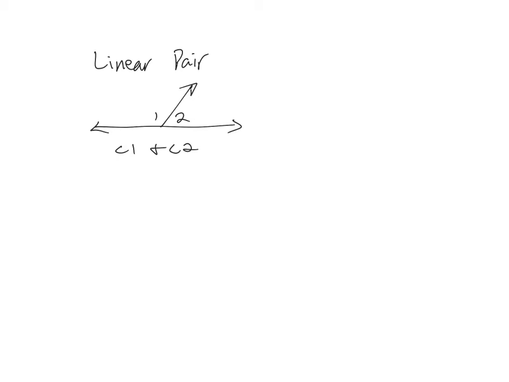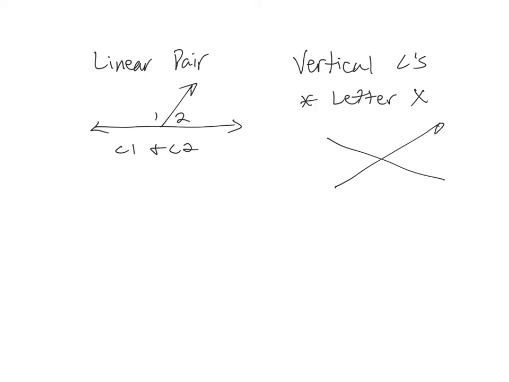The other one, and this is a big one that comes into play quite a bit just at various times, vertical angles. And when you hear vertical angles, I want you to think of the letter X, because that's kind of what you're going to see for vertical angles. Angle 1 and angle 3 are vertical angles, angle 2 and angle 4. So it's the ones that are across from each other or diagonal from each other, it just depends on the picture.